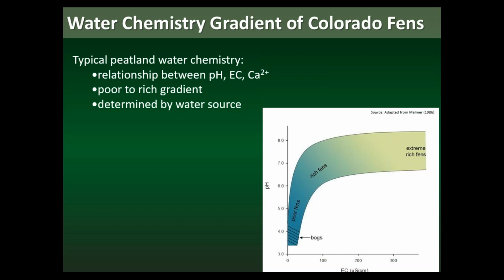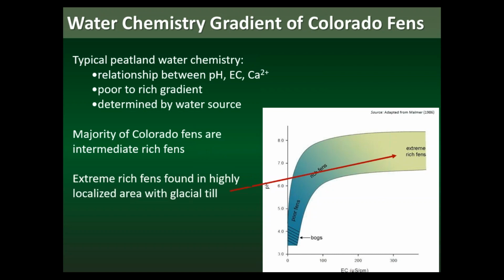Research shows that differences along the Porter-Rich gradient are largely determined by water source, precipitation versus groundwater in the separation of bogs and fens, and the influence of surrounding bedrock. The majority of Colorado fens are intermediate rich fens with neutral pHs and moderate conductivity.